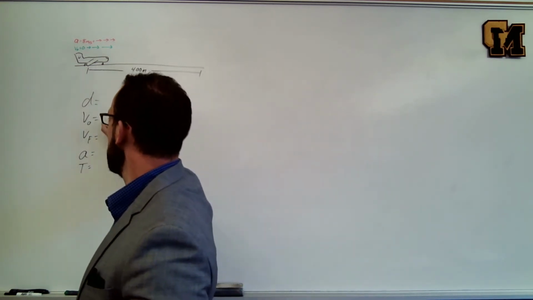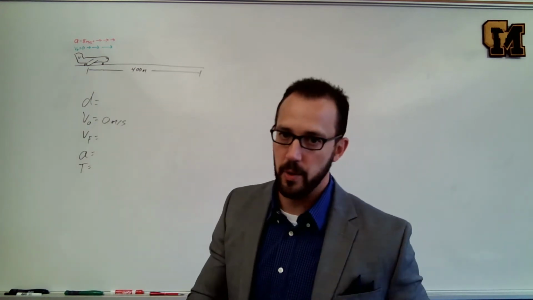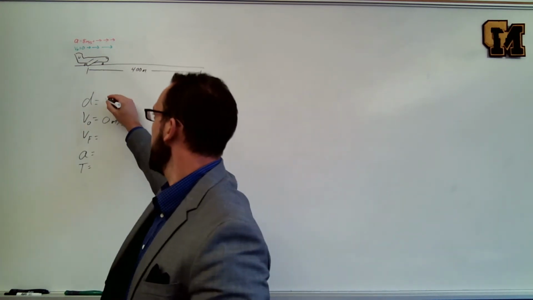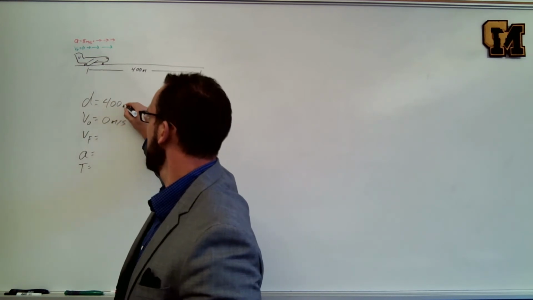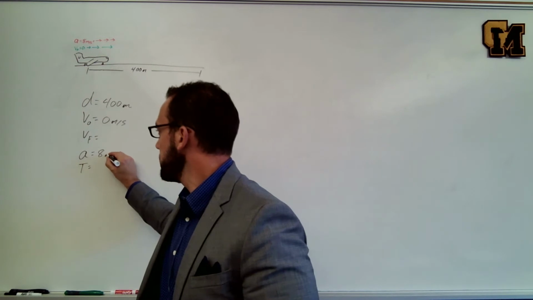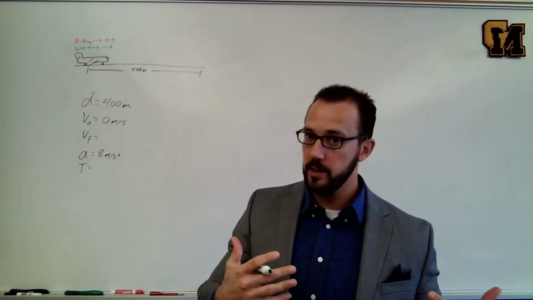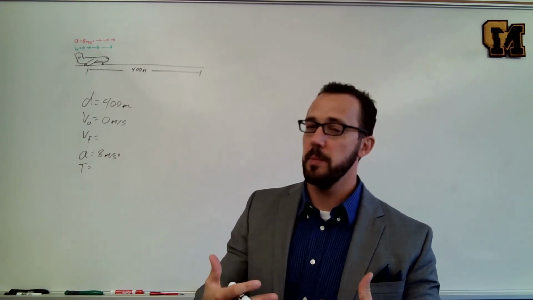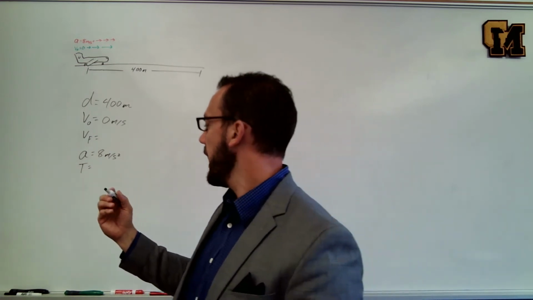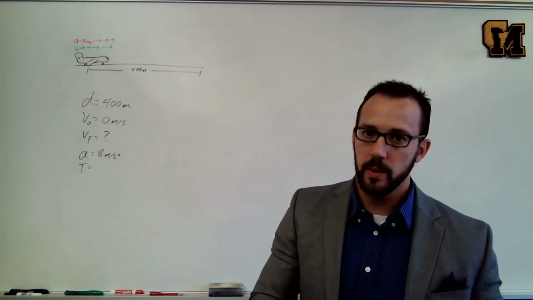First things first, we know the initial velocity is 0 because the plane's not moving before it starts down the runway to take off. We know the runway is 400 meters. We also know the acceleration is 8 meters per second squared because that was given in the problem, and it's positive because it's getting faster. So the velocity and acceleration are in the same direction, which is to the right. And the question is asking, how fast is it going when it's going to take off?